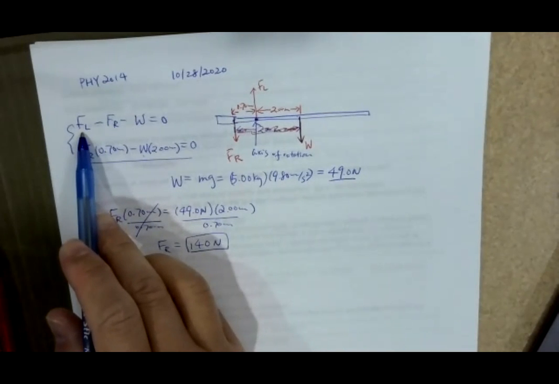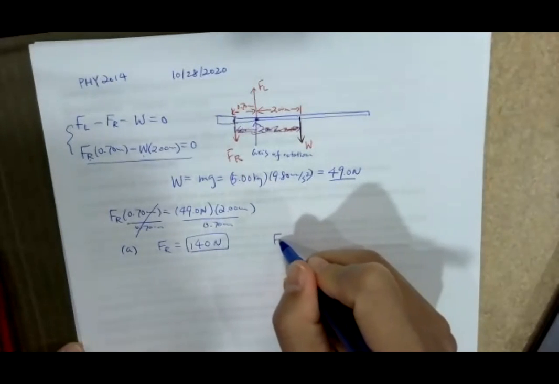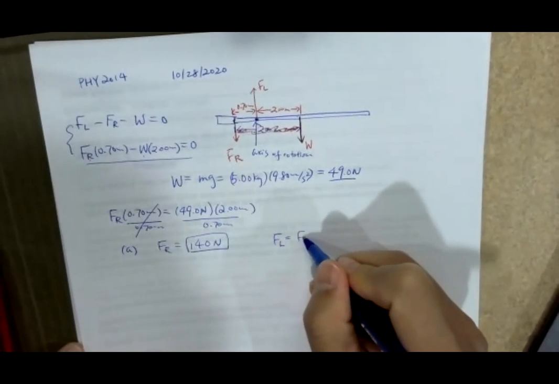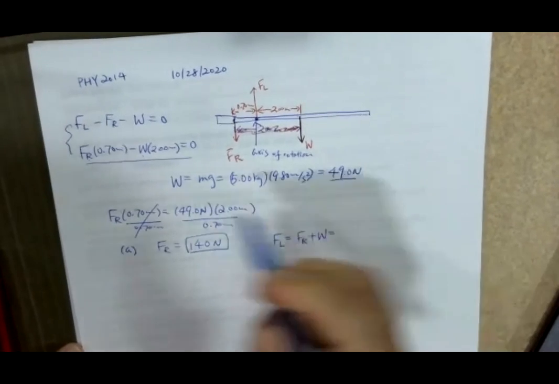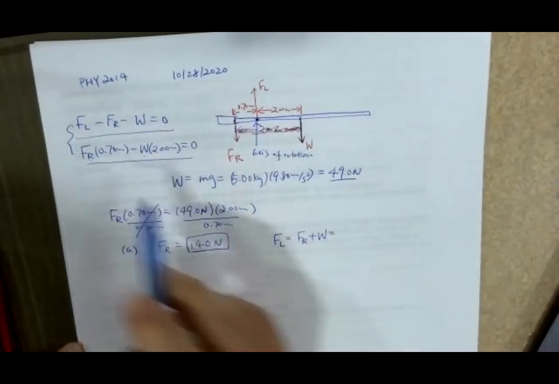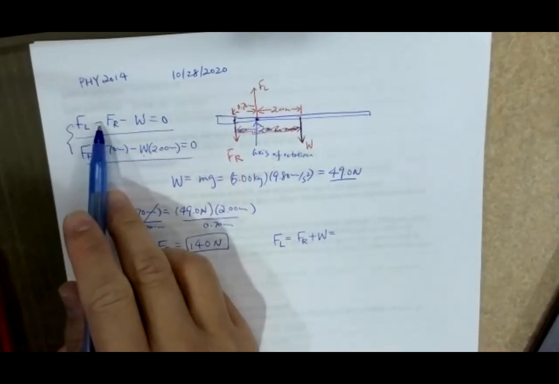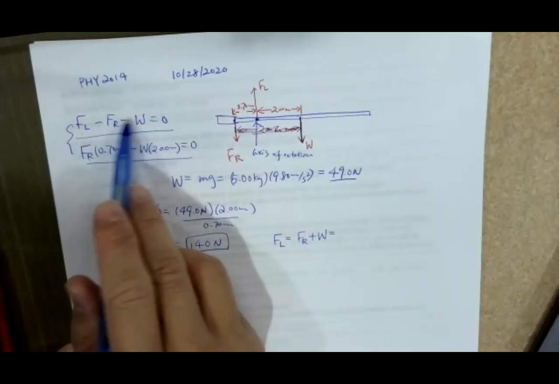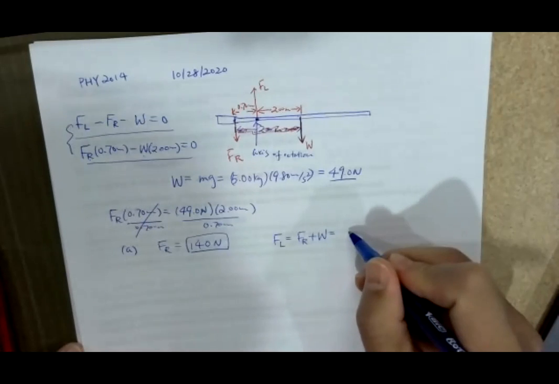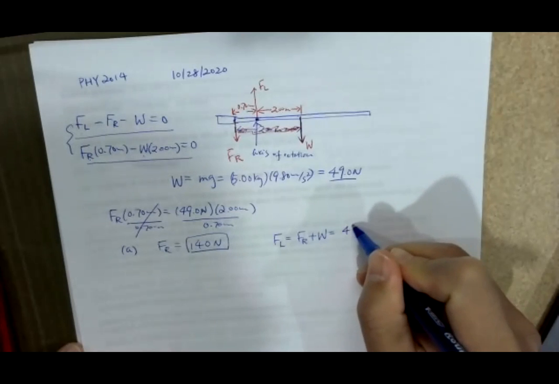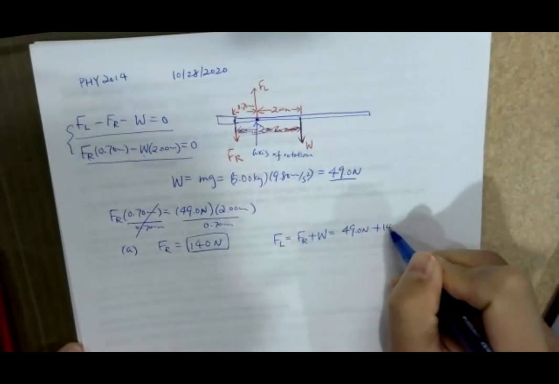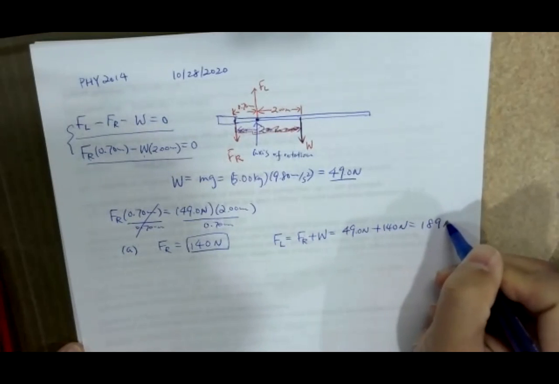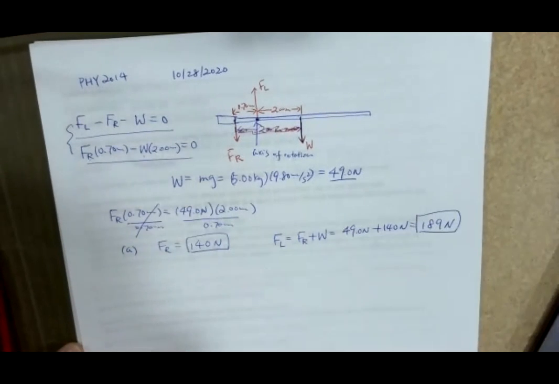You can solve for, going back to the first equation, your force by the left hand. So force by the left hand should be equal to force by the right hand plus the weight. Because FL minus those two is going to be 0, then FL equals the sum of those two, right? So this is going to be 49 newtons plus 140 newtons, so 189 newtons on the force by the left hand.